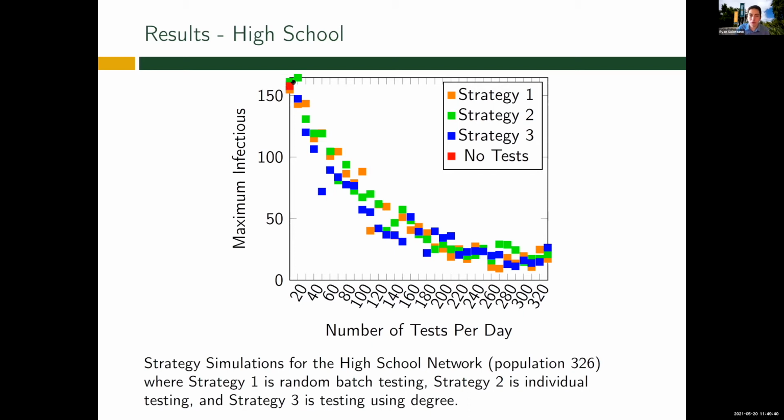And so this red dot here represents no tests. It's about 160 people peak infection. And then strategy 1, the random batch testing, follows this nice little curve all the way down. And strategy 2, the random individual testing, interestingly enough, is kind of hard to distinguish from the first one, where basically there's not too much of a difference if you just get a random batch of the population versus if you guarantee that every single person is tested.